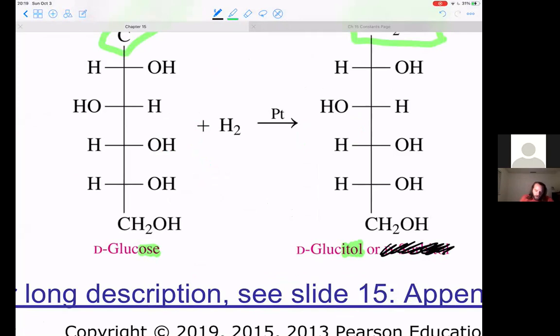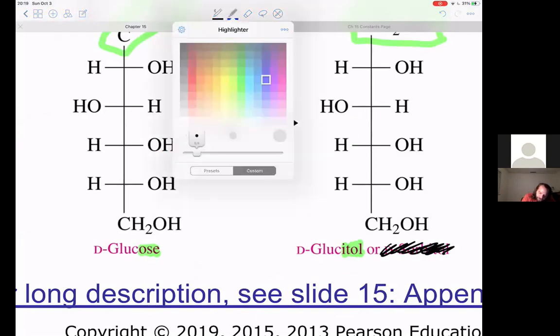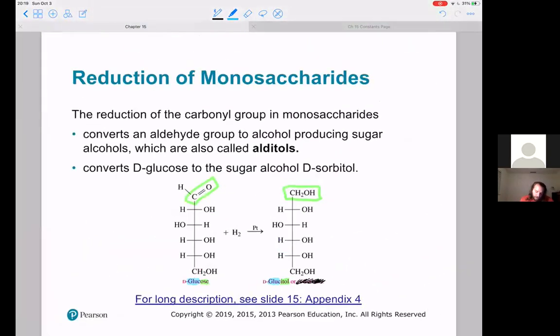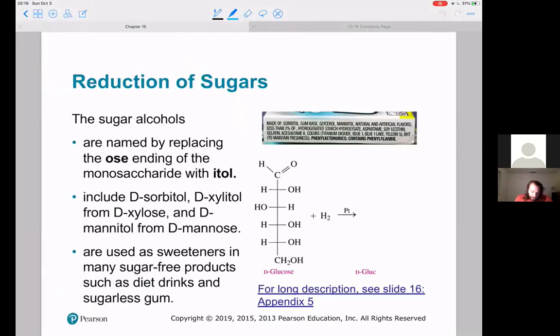I want to focus more on how we go from the existing sugars that we know about. So for example, glucose, when that gets reduced, we get glucitol. Okay, so being able to replace those endings and forming that alcohol is going to be important. Okay, so again, replacing the ose with itol, that's how we get the sugar name.